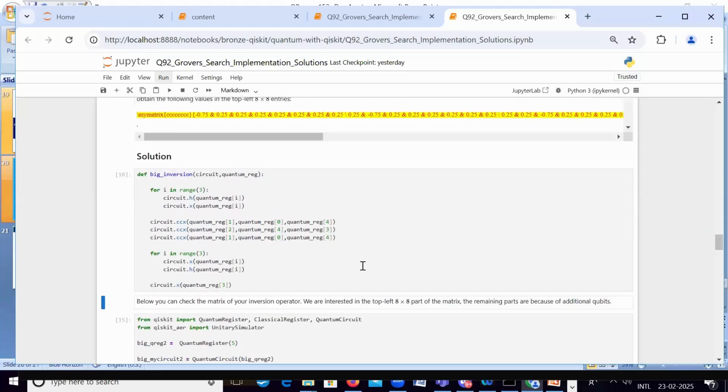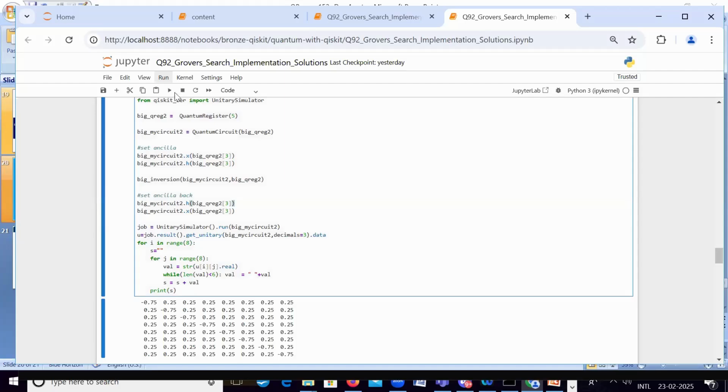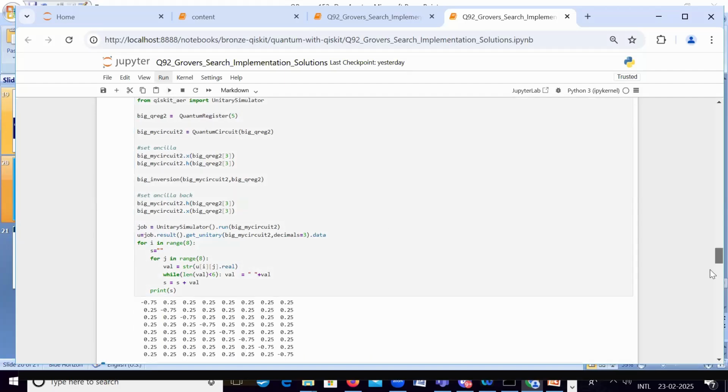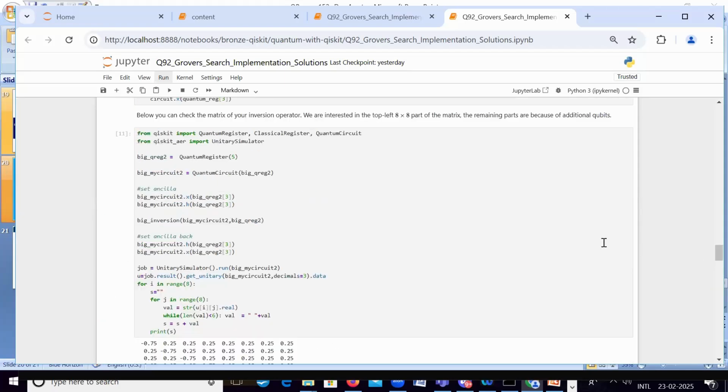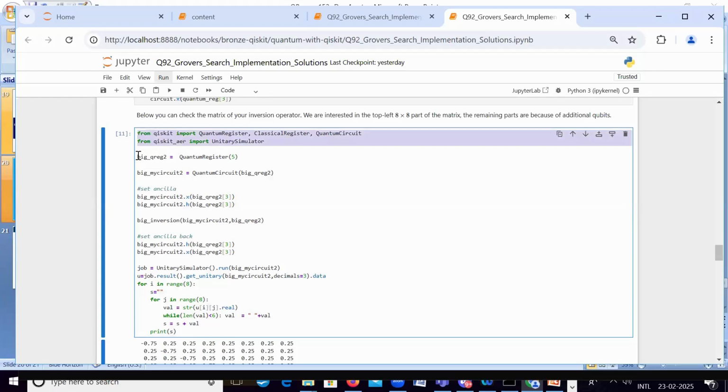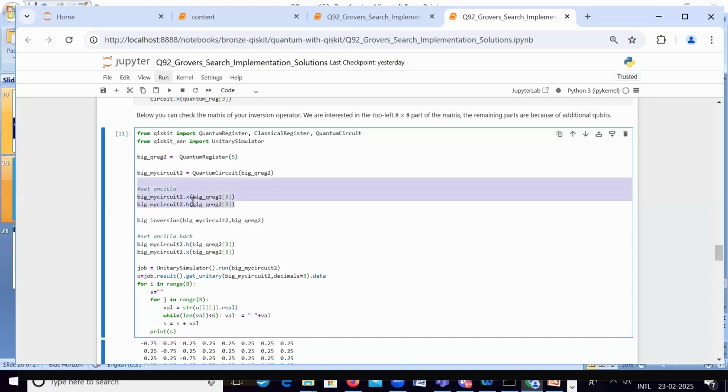For inversion, that is the operation, it is taking the range. On writing this, we'll get this representation, and the function is being called here. So let's work through the code. This is the import part, and then the register, that is 5 qubits, and then creating the circuit with that quantum register. First is setting the ancilla to the state minus, and second one is the inversion. The inversion is being defined above.